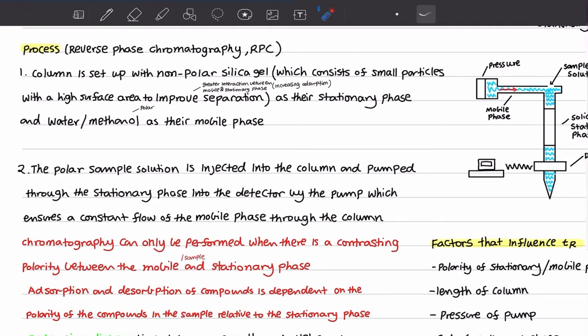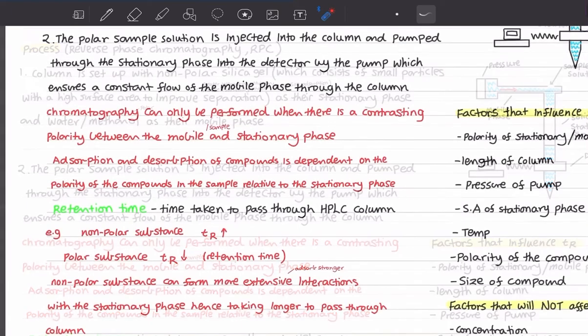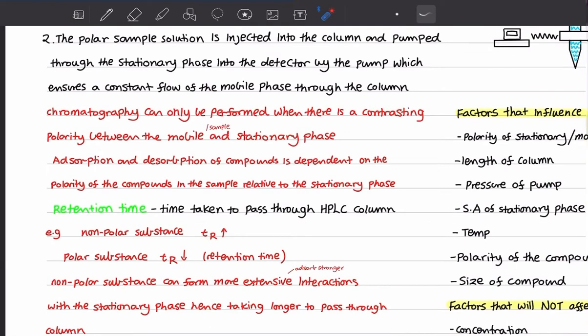But their mobile phase, which is the phase that flows through the stationary phase carrying the components of a sample within it, is typically something a bit more polar, such as water and methanol. So after we set up the column, the polar sample is then injected into the column and pumped through to the stationary phase. It is here that certain compounds in the sample would adsorb greater or form a more extensive interaction with the stationary phase, if you like.